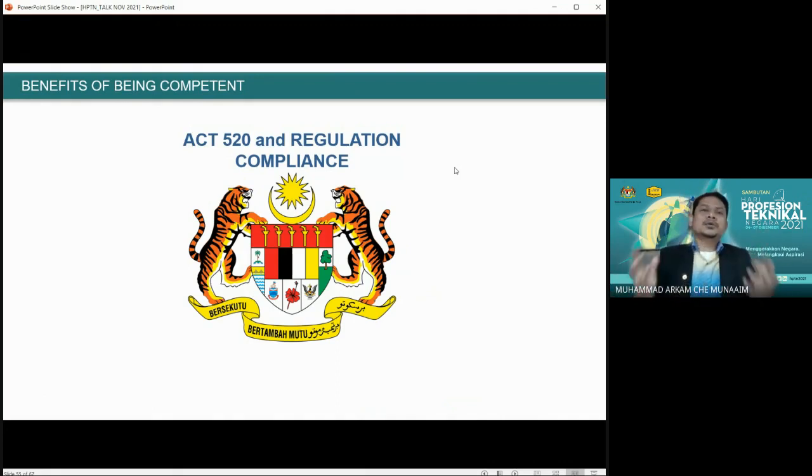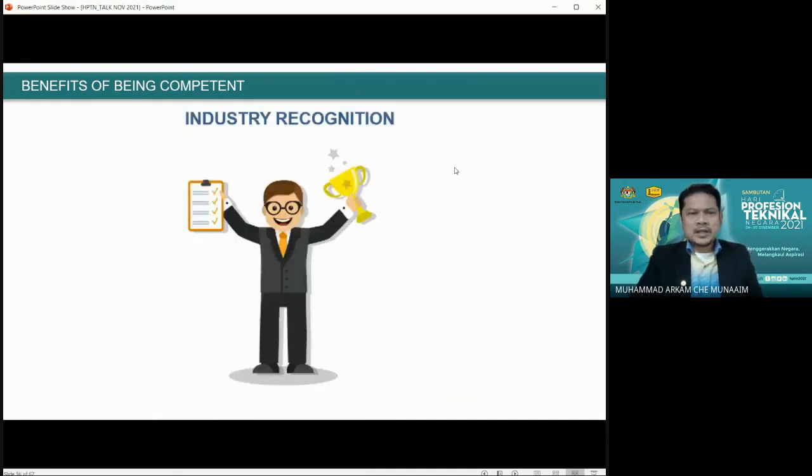So basically that is the important thing, where we want to comply with the regulations. Second thing is industry recognition, where people in the industry look at this as part of your added value. Even though you have your engineering degree, for example, you have CCPM as a fundamental recognized program that ensures you are a qualified construction project manager.